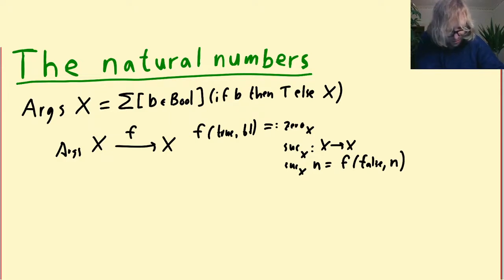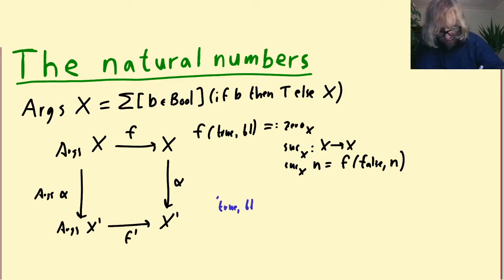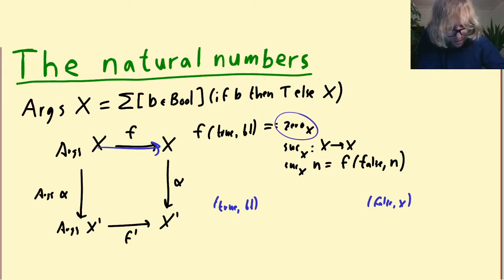So in any algebra, which is what these things are called, we always have a 0 and we always have a successor. So now, what does it mean for this diagram to commute? If I have an alpha here and args of alpha, well, there's only really two things I can put up here. I can either put true and tt, or I can put false and some x, right? So let's see what happens if I put true and tt. Well, if I go this way, then I'm going to get the 0 in x, right?